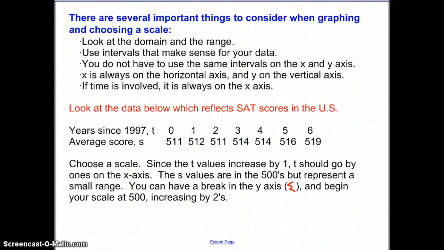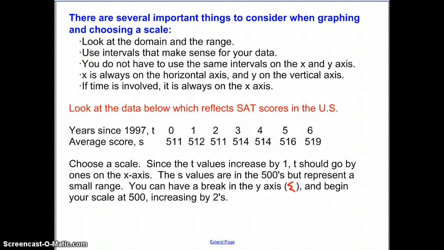There are several things that you have to consider when graphing and choosing a scale for your graph. You have to look at the domain and range, and you choose intervals that make sense for your data. It doesn't have to go by ones. It could go by tens, by 20s, by hundreds or thousands. You don't have to have the same intervals on the x and y axis. You could go by ones on the x-axis, but go by 100s on the y-axis, for example. But x will always be horizontal and y will always be vertical.